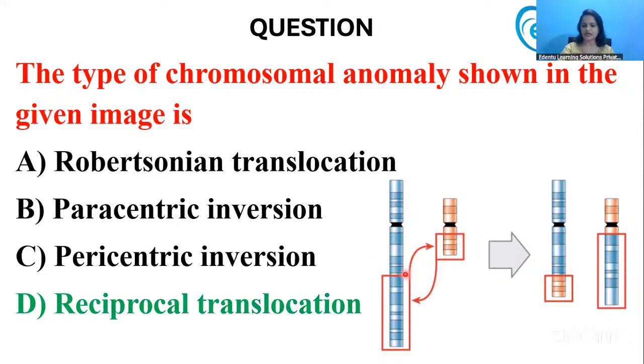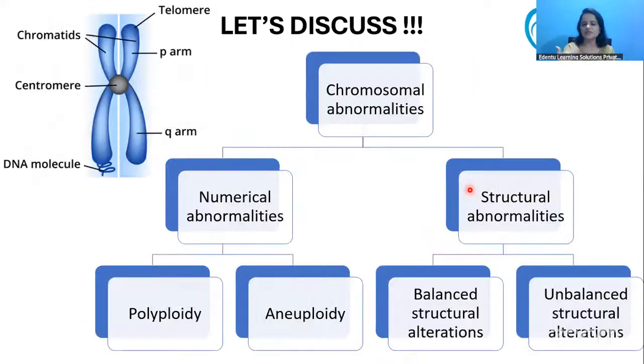As you can see here, this part of the chromosome is getting cut and there is an exchange between the chromosomal areas, but no loss is there. Okay, so this is the reciprocal translocation. Let's learn about the chromosomal abnormalities in detail.